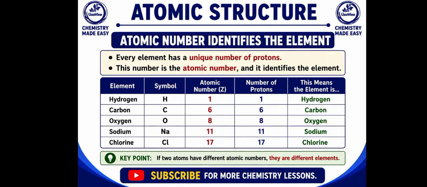So once the atomic number or the number of protons changes to another number, it becomes another element. Key points there: if two atoms have different atomic numbers, they are different elements. So atoms of the same element have the same atomic numbers.